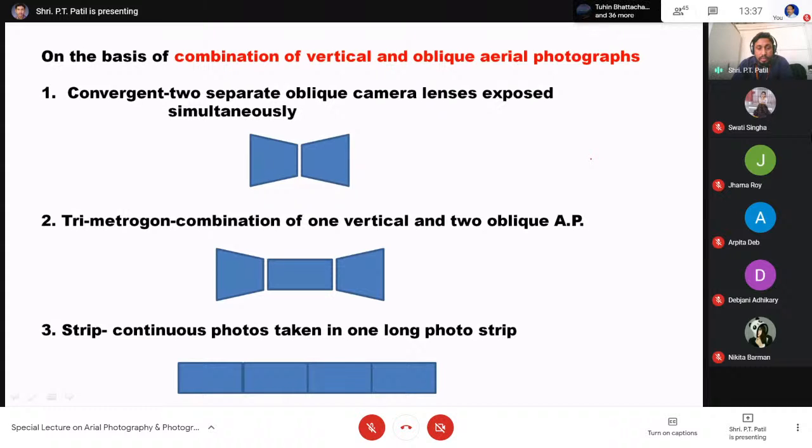Then there is the strip aerial photograph. Most of our standard aerial photographs are associated with the strip aerial photograph, because continuous photographs are triggered in one continuous strip. So for most of our vertical aerial photographs, for analysis purposes, we choose the strip type, because we are continuously capturing images, and those images can be used for stereo pairing or for photogrammetric analysis. So strip aerial photographs play a very important role in analysis, especially when we do photogrammetric analysis. This is on the basis of the combination of vertical and oblique aerial photographs.